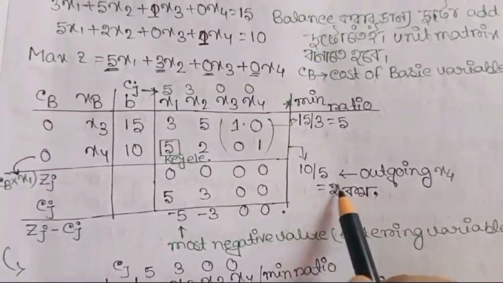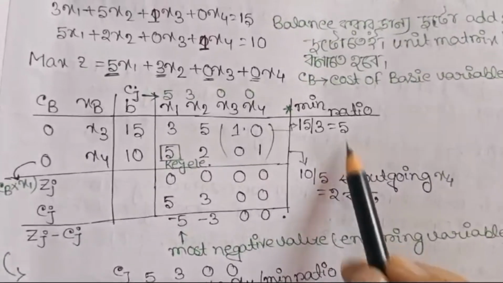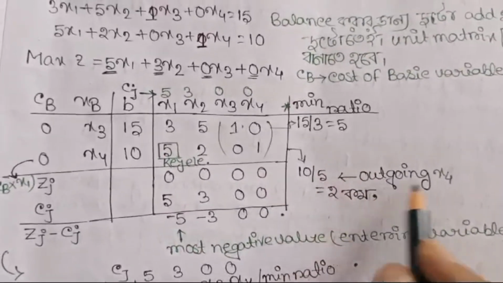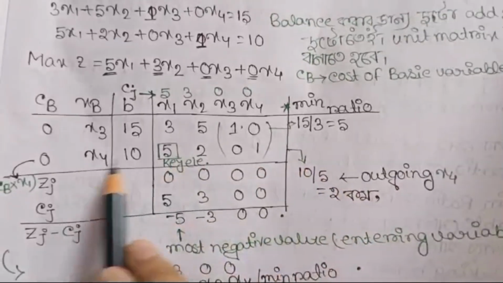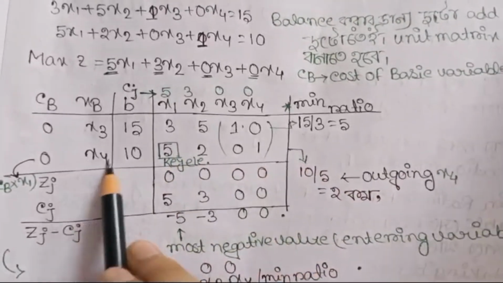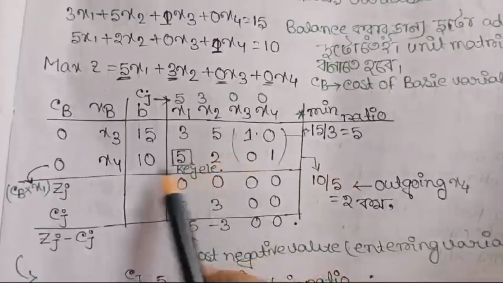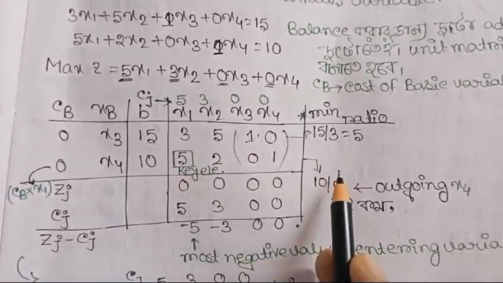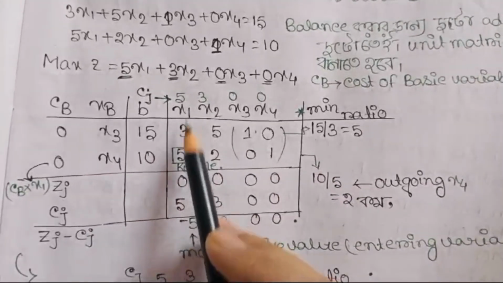So 2 is smaller and 5 is bigger than 2, so this row will be the outgoing variable. So x4 will be the outgoing variable and x1 will be the incoming variable.